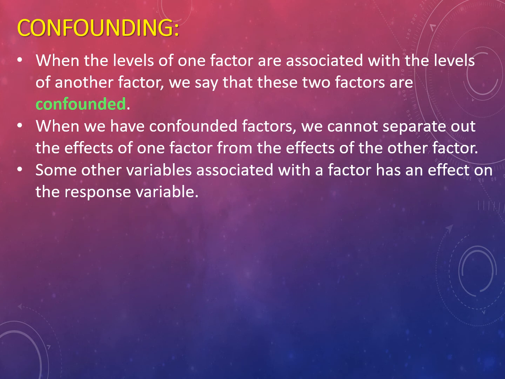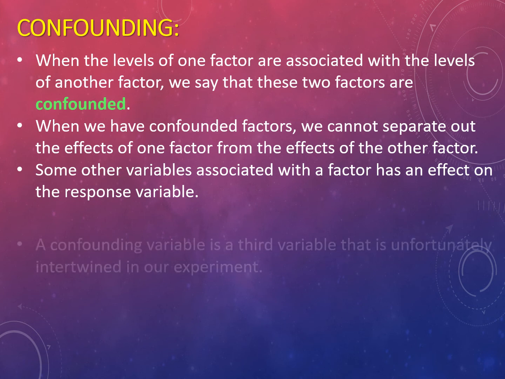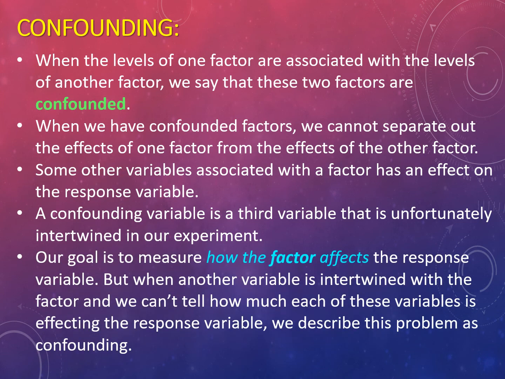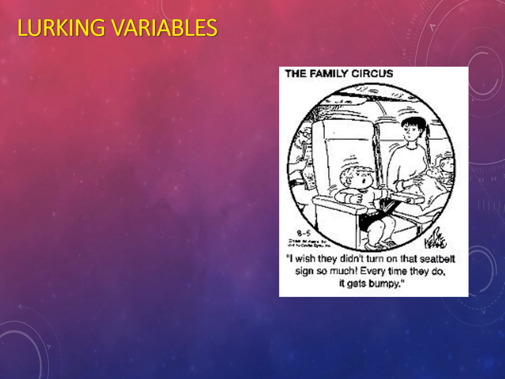There are other variables that are associated with factors that can also have an effect on the response variable. Things that maybe are not confounding variables, but other things. A confounding variable is that third variable that is intertwined in your experiment. Maybe it's the difficulty of the teacher. That is all wrapped up together. And what we're trying to do is figure out how one factor affects the response. But if there's some sort of confusion, some sort of confounding going on in there, there's no way that we can tell how much each of those variables affect the outcome. So that's confounding. Now, lurking variables.